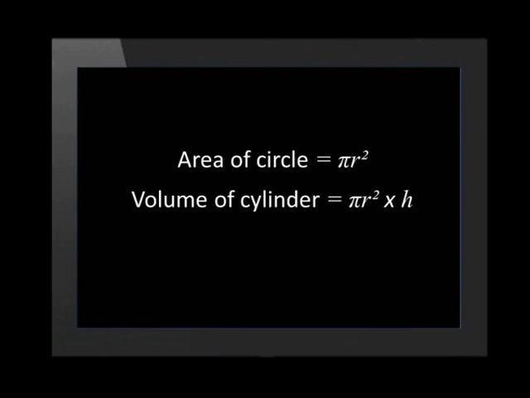To calculate the capacity of the pool, in other words, how much water it can hold, we need to use this formula for volume. Volume equals the area of the base multiplied by the height of the cylinder. In this case, the base is a circle, and the area of a circle is equal to pi times the radius squared. So the volume of the cylinder is calculated by multiplying pi r squared by the height, or in this case, the depth of the swimming pool.